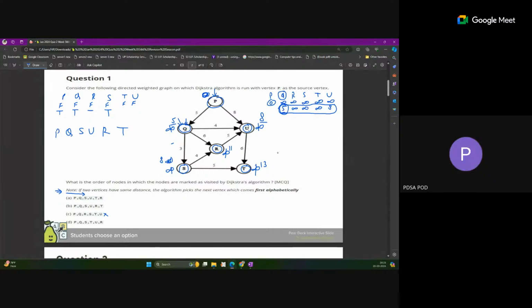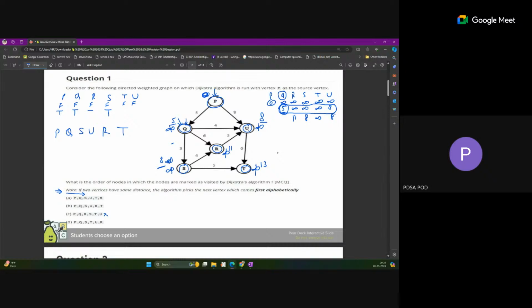Q to U: 5 plus 4 is 9, but you have 8, so we will not update 8. Q to R: 5 plus 6 is 11, so this is updated to 11. And Q to S is 3, so 5 plus 3 is 8, so this is also updated. So when we select Q, the weights are updated like this: U is still 8, R now becomes 11, and S becomes 8. And this is still infinite.